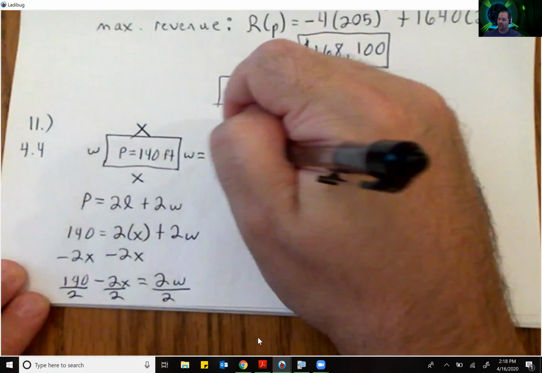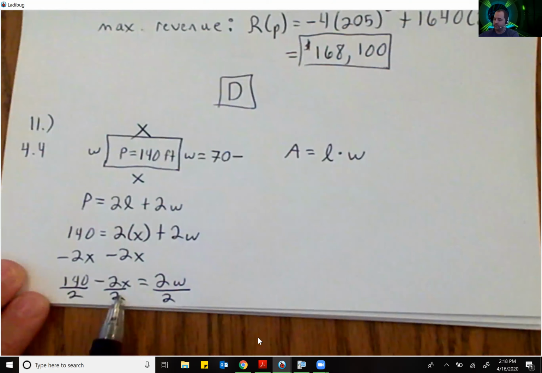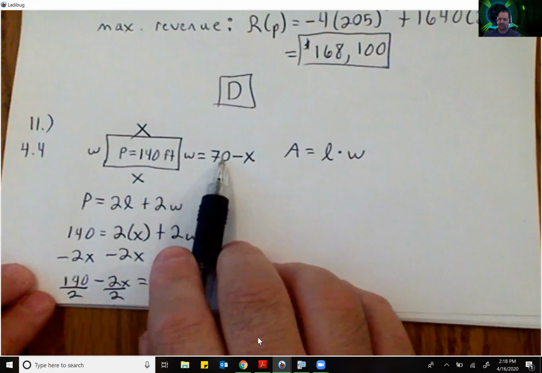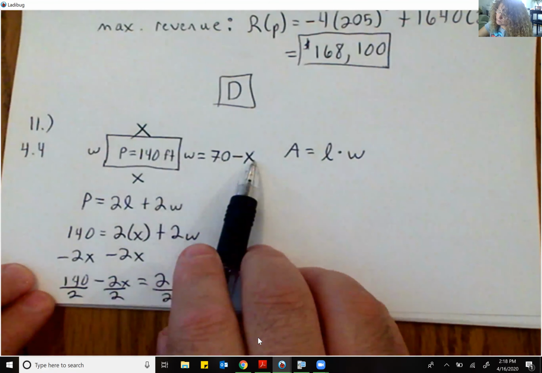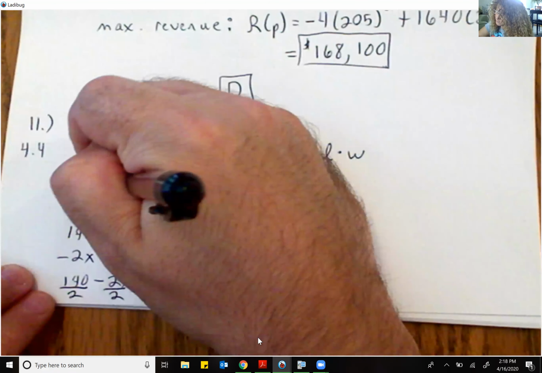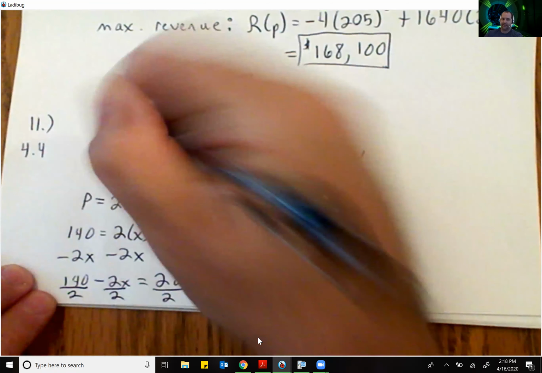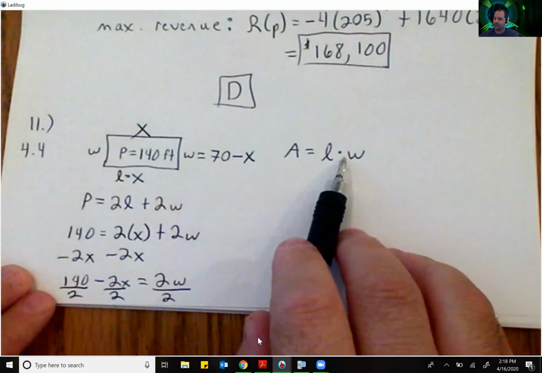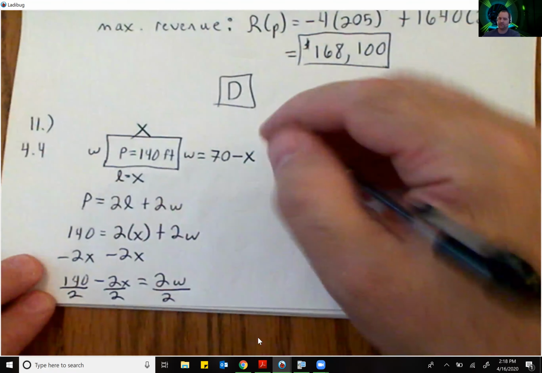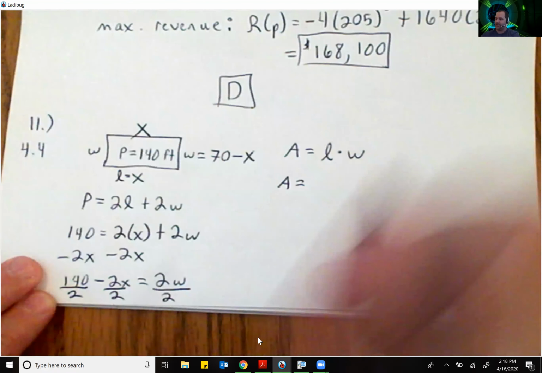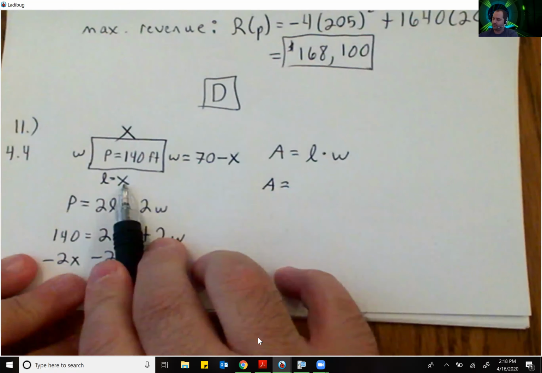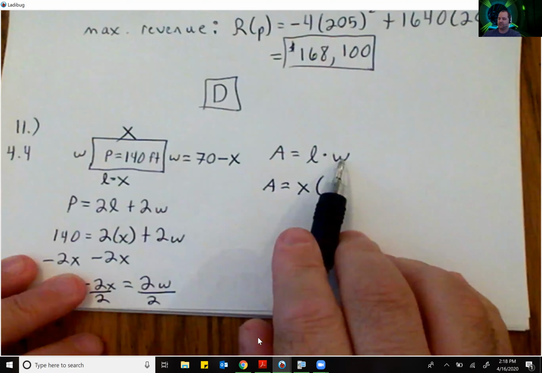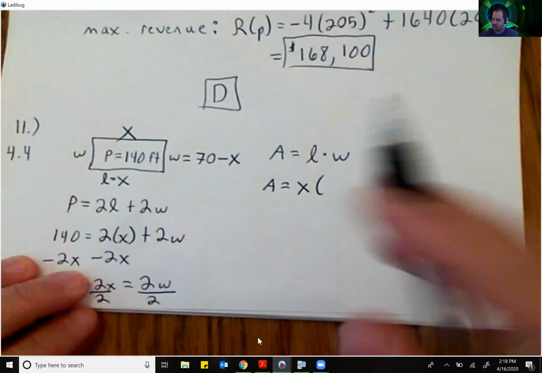Minus 2 divided by 2 is just 1. So x, that's the width: 70 minus x. Now that we know the width, and we let L be x, we can plug in over here and we can maximize. So L is x, parenthesis, and W is 70 minus x.